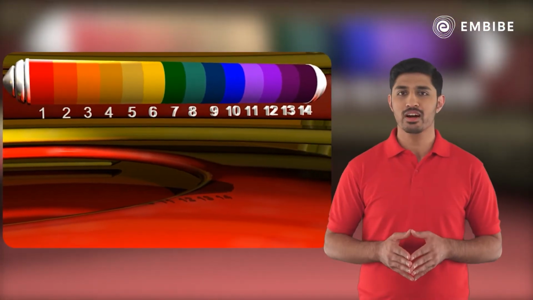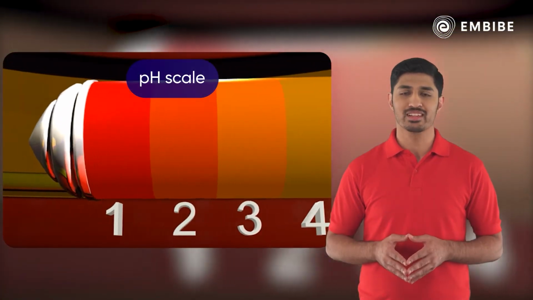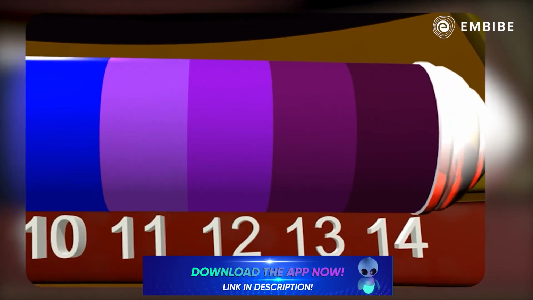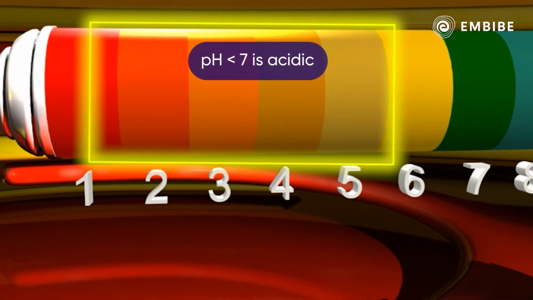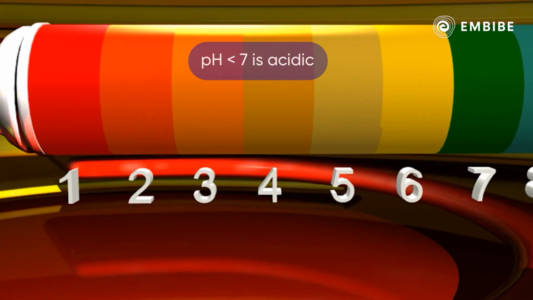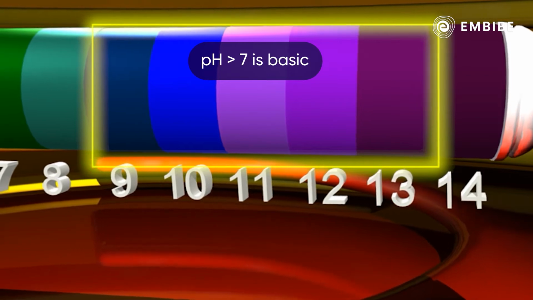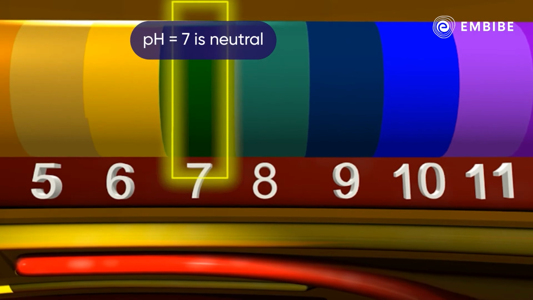A reference color card called a pH scale is provided with each universal indicator. It runs from 0 to 14. A substance with a pH less than 7 is acidic, while a substance with a pH of more than 7 is basic in nature. A substance having a pH of 7 is neutral.